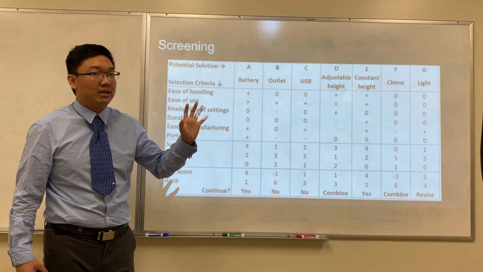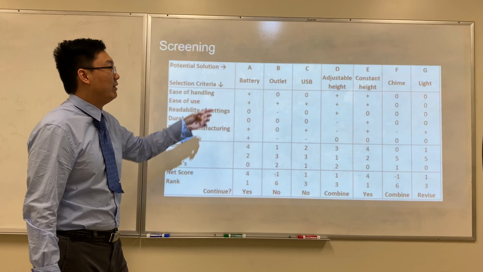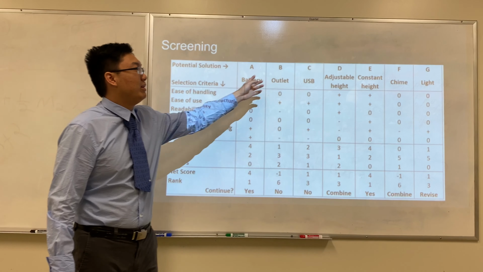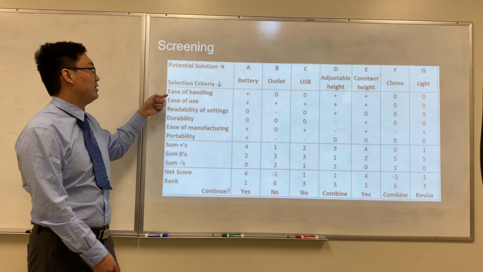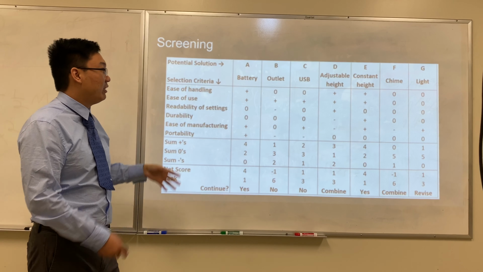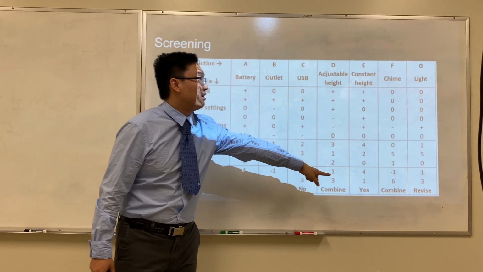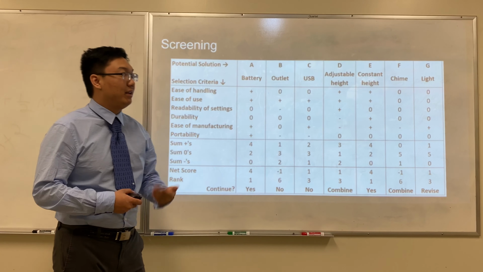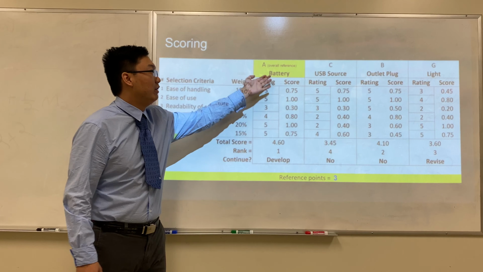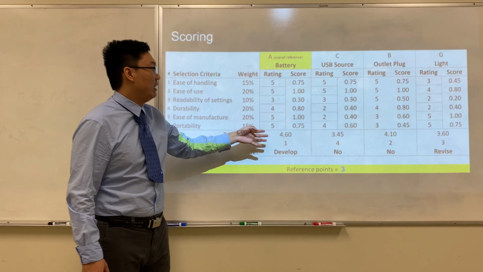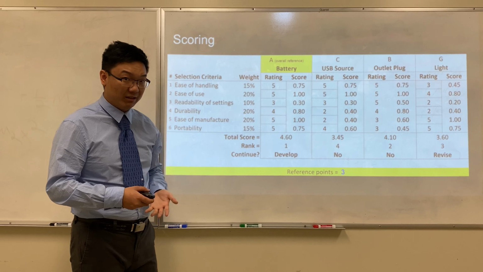And so we created a screening method to determine which one is the best. We have 7 different ideas: battery, outlet, USB, and so on, to the lights. And we also have different criteria, like ease of handling, ease of use. For now, we can figure out rank 1: we have a battery and a constant height, the main idea for our design. For the scoring of the energy, briefly for the overall reference, we can see the batteries have the highest points. So we might use the battery for our final design and the components.